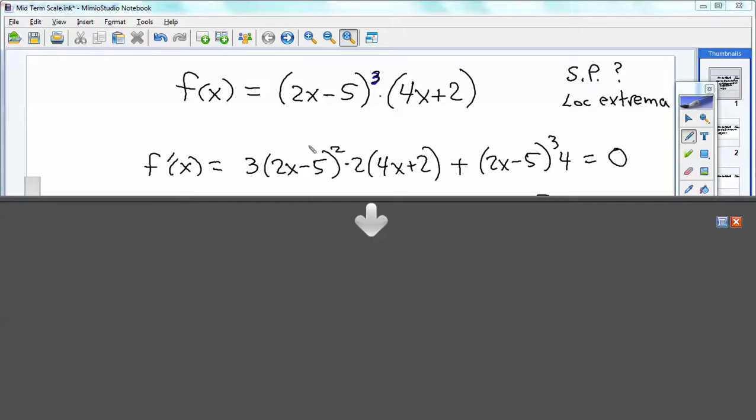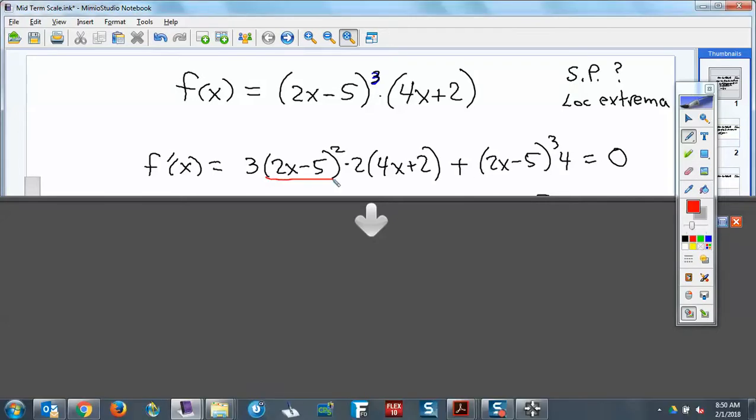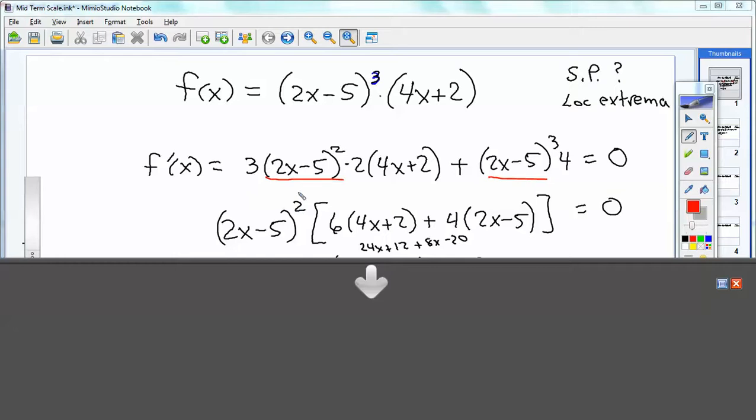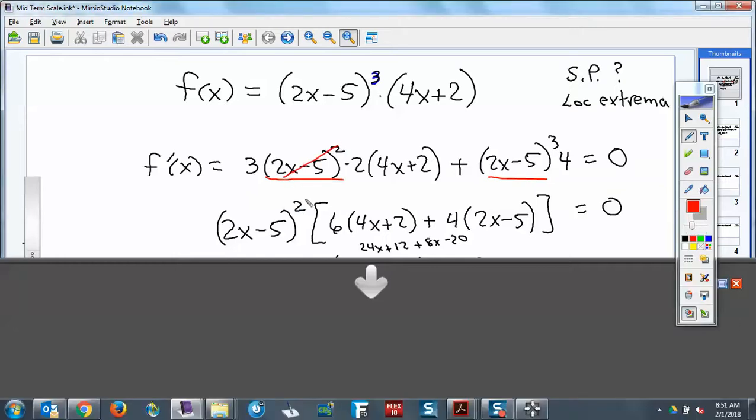You've got 2 of these red things, and you've got 3 of these red things, so we can take out how many? We can take out 2 of them, right? Now you can take out some other stuff with the 4, but I'm not going to mess with that. So I'm going to take out (2x minus 5) to the second. Now when I do that, these are gone, and 2 of those are gone, and so I just have 1 left. And now we just go ahead and distribute and combine like terms.